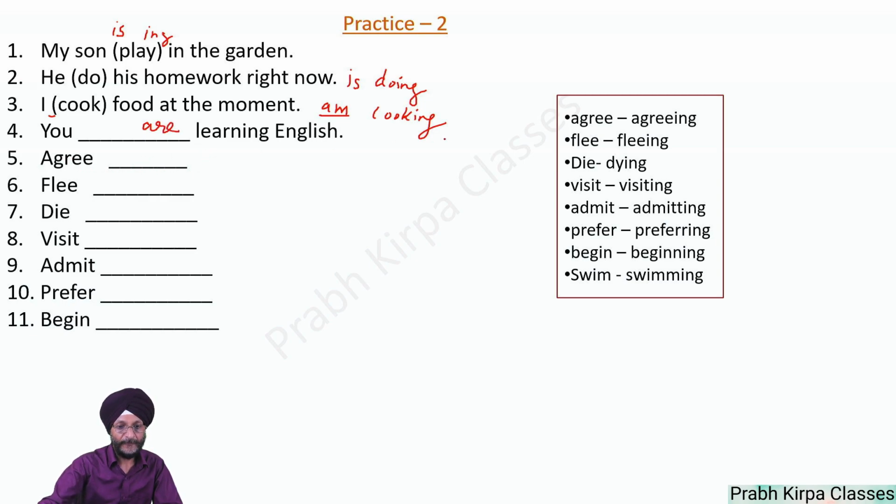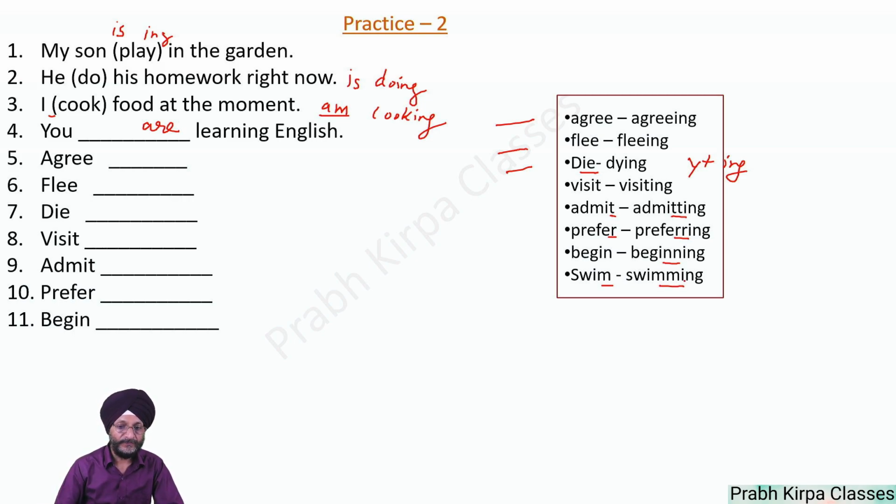Agree becomes agreeing. Flee becomes fleeing. Die becomes dying. That is, you have to remove ie and replace it with y and also add ing. Visit becomes visiting. Admit becomes admitting. You will notice that T has been doubled. Prefer: R has been doubled and ing has been added. Begin becomes beginning. Double N has been made. In the case of swim, M has been doubled.